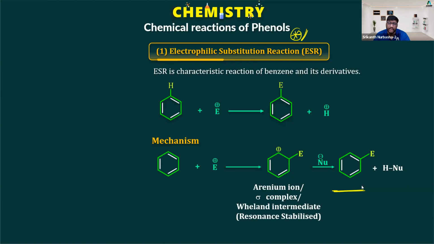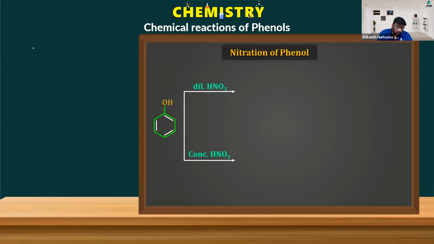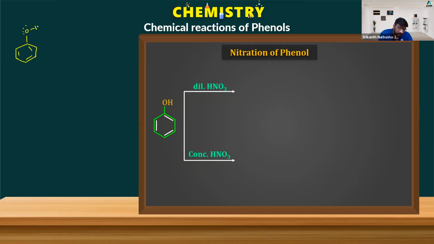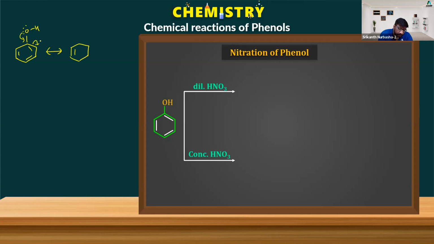Let us now look at the same scenario for phenol. In phenol, we have an OH group connected to benzene. Is the OH group electron donating or electron withdrawing? It is electron donating by the mesomeric effect. So the OH group is a very good electron donating group because of its strong electron donation. The electron density at the ortho as well as the para positions is going to be increased greatly.